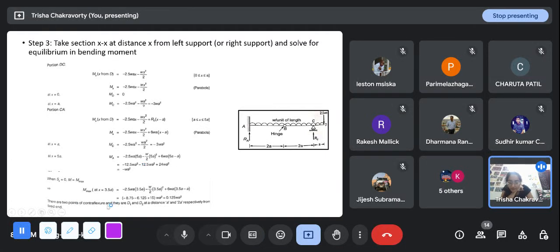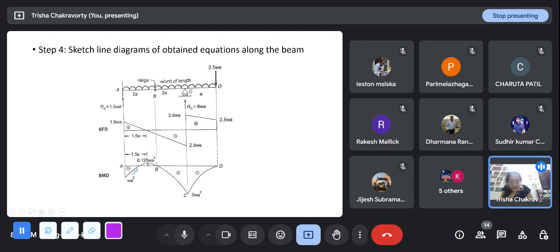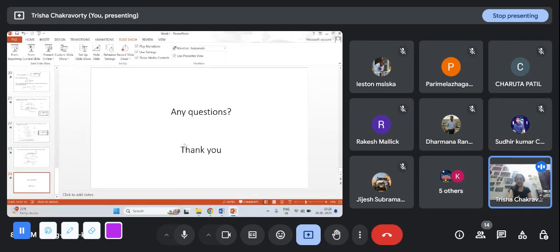So there are 2 points of contraflexion, and they are D1 and D2. So points of contraflexion are where the bending moment is 0. You can get that from the diagram. So this is the bending moment diagram and the shear force diagram. This is parabolic and this is a straight line because the force is a uniform loading. So the shear force diagram is linear and the bending moment diagram is parabolic. So this mostly covers all the variety of bending moment and shear force questions you might have.